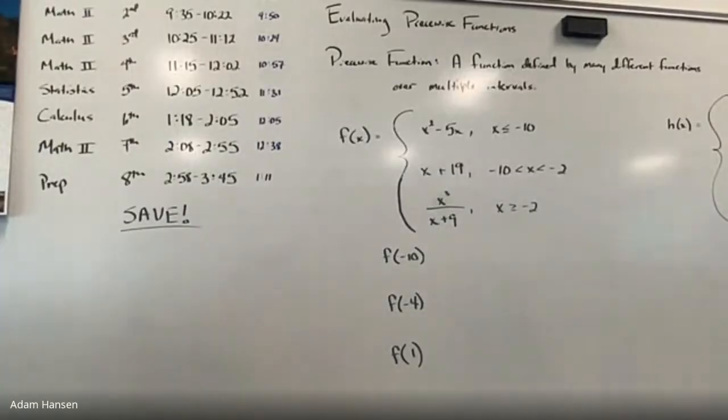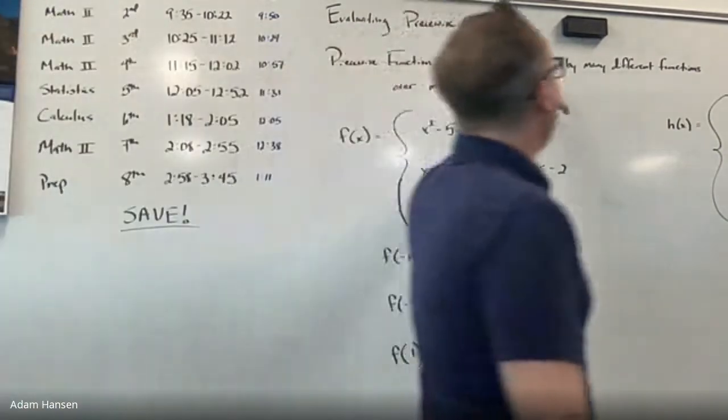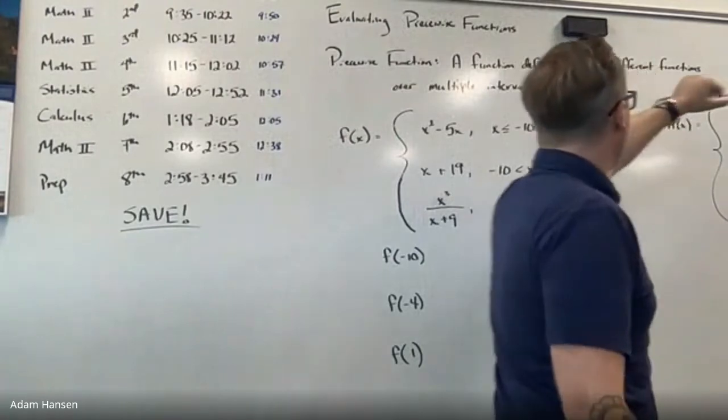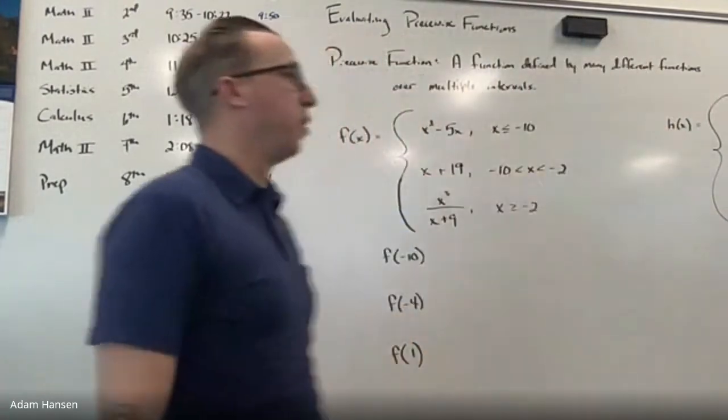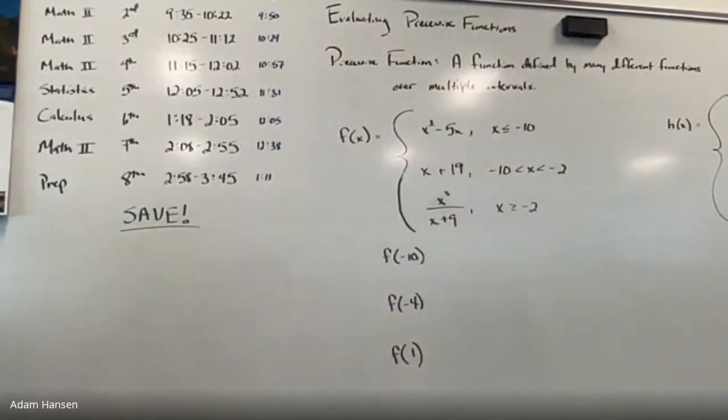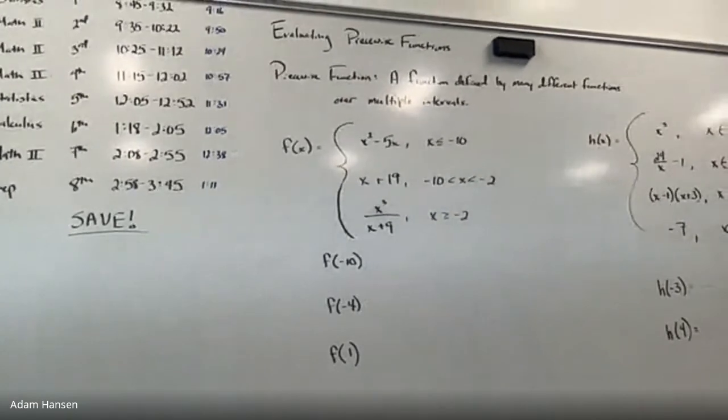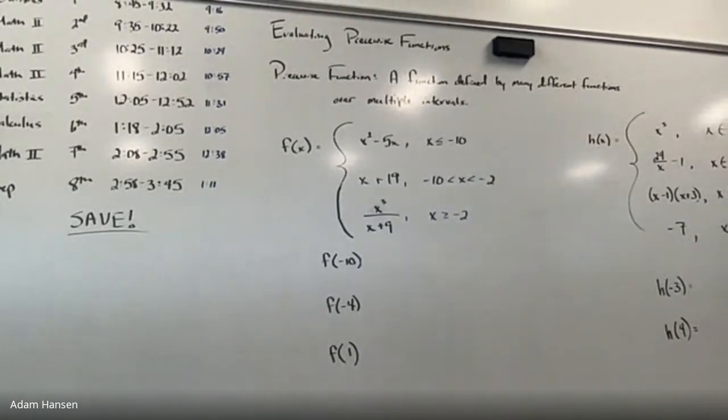What is a piecewise function and how can we evaluate it? A piecewise function is defined piece by piece. It is a function defined by many different expressions over multiple different intervals. How we graph and evaluate piecewise functions is our focus for the week.